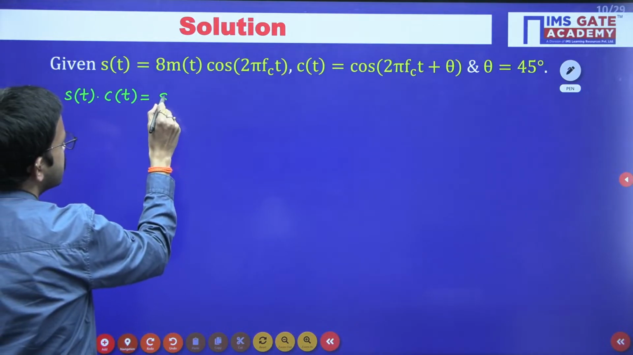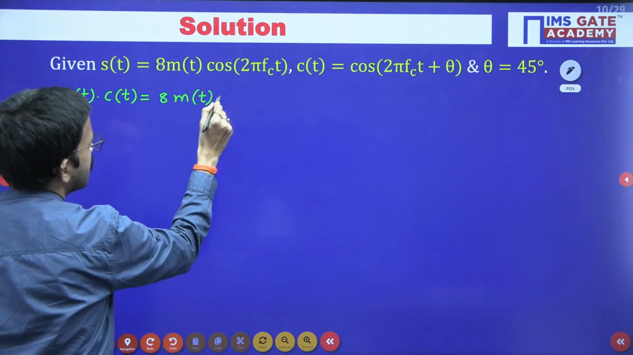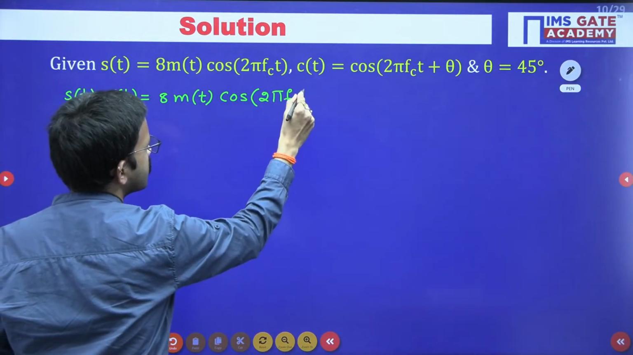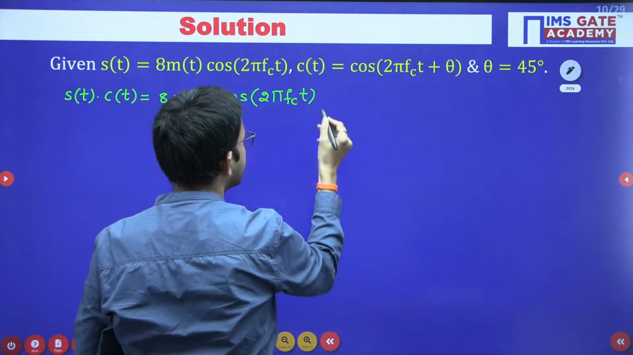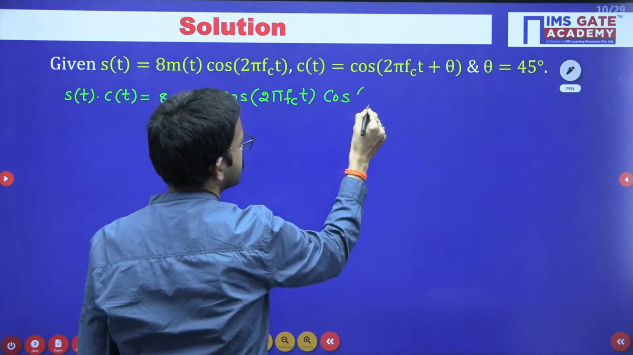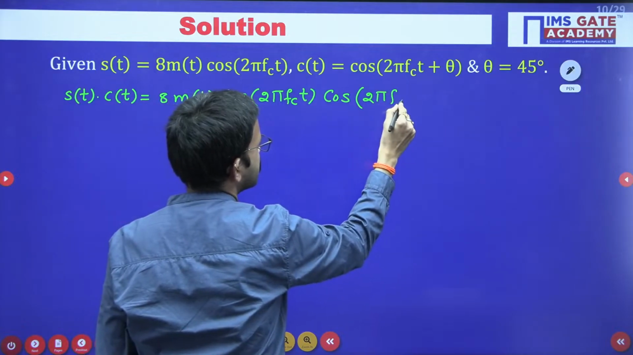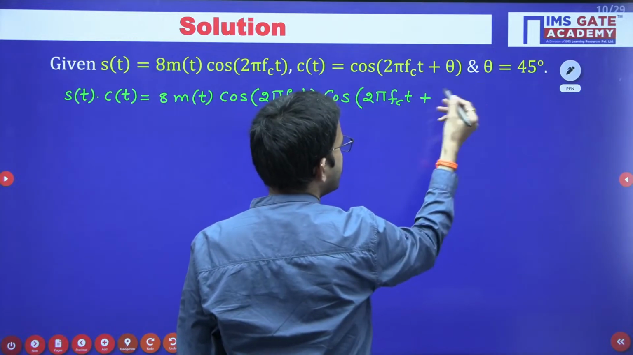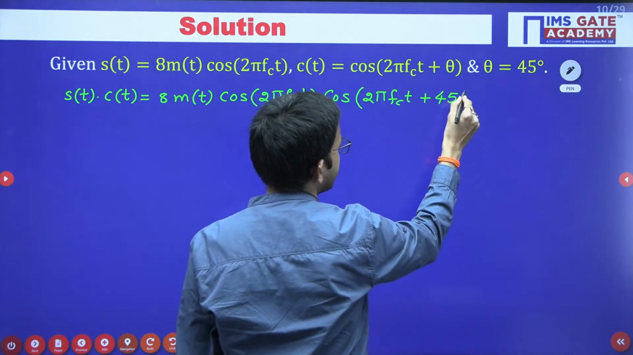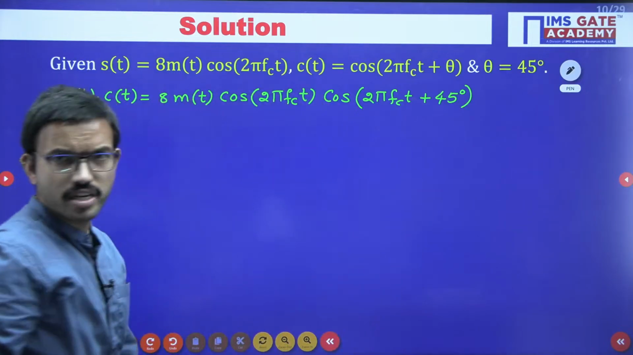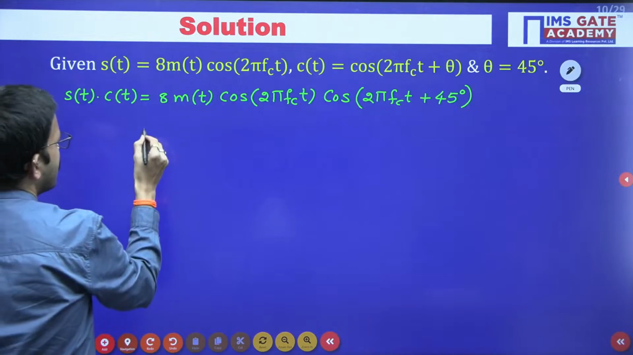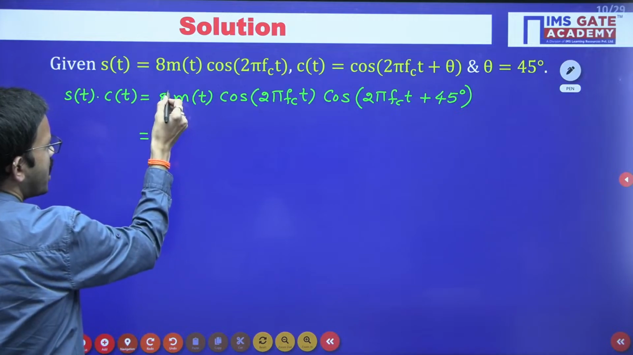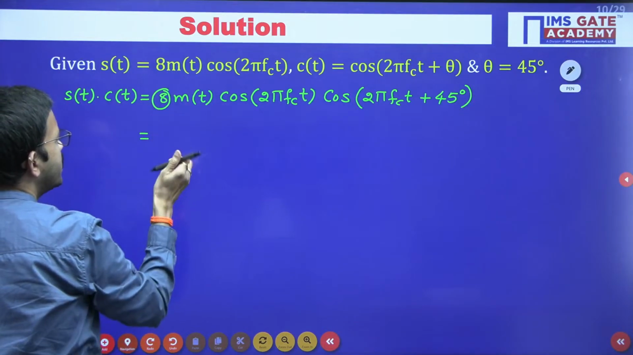Here, 8 M of t cos 2 pi f c t into cos of 2 pi f c t plus theta. The theta value, if you want, you can substitute as 45 degrees, if you want to do the simplification quickly. Here also it is in cos A cos B form, so you can multiply and divide by 2. Otherwise, here you have 8, so you can write 8 as 4 into 2.